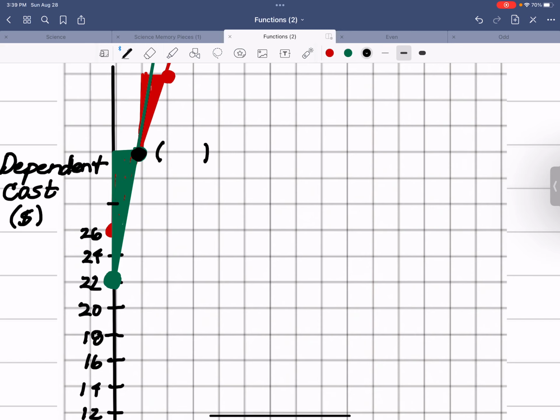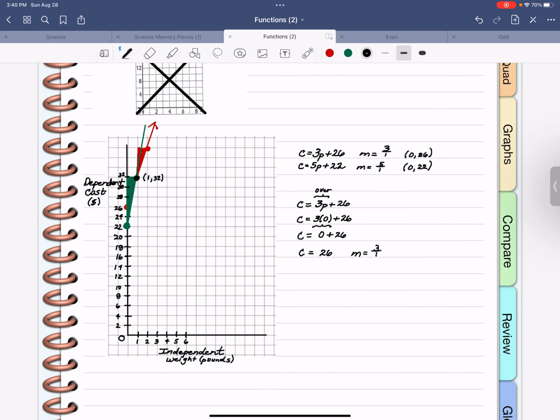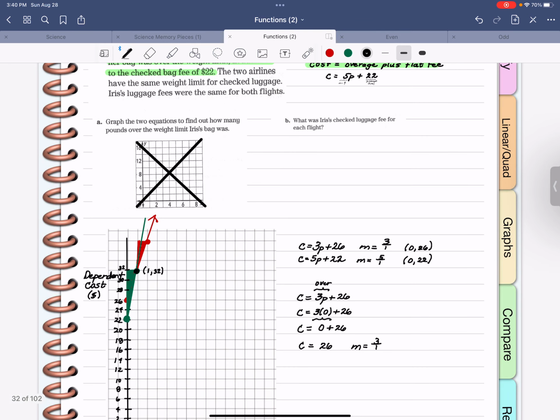Well, here's 28. Here's 30. And that is 32. It is at (1, 32). That gives me the answer to the next question. I don't like this problem. It's a good problem, but it's not.